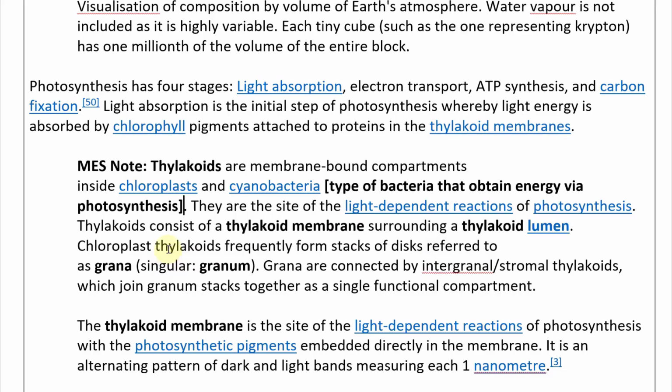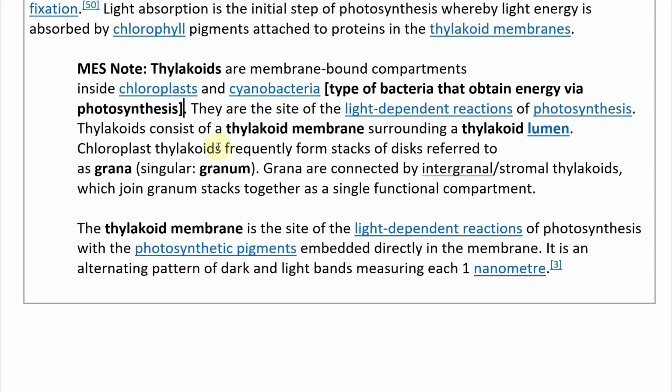Chloroplast thylakoids frequently form stacks of discs referred to as grana, singular granum, and grana are connected by intergranal or stromal thylakoids, which join granum stacks together as a single functional compartment. The thylakoid membrane is the site of light-dependent reactions of photosynthesis, with the photosynthetic pigments embedded directly in the membrane.